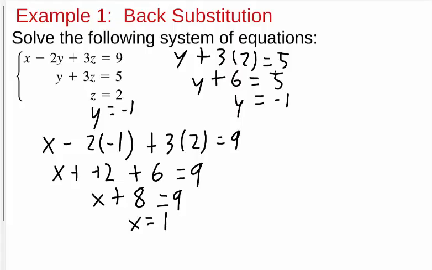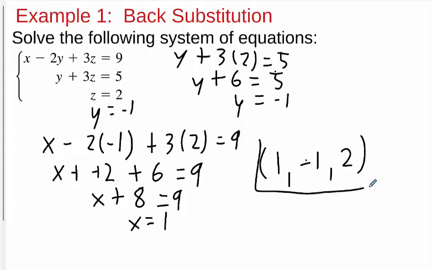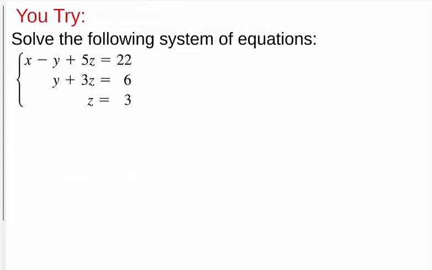So we have our answer. We write it in the form of an ordered triple since we have 3 points. 1, comma, negative 1, comma, 2. And there's our answer. Not too bad. So here's an example for you to try on your own. Pause the video, see if you can do it yourself, then play the video again and see if you got it right.